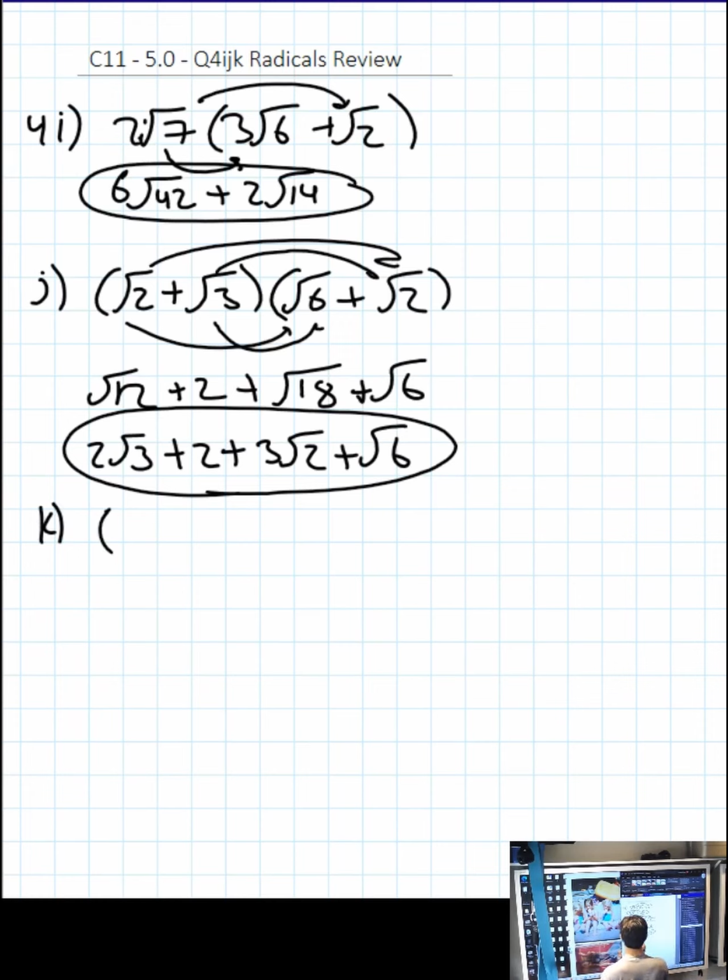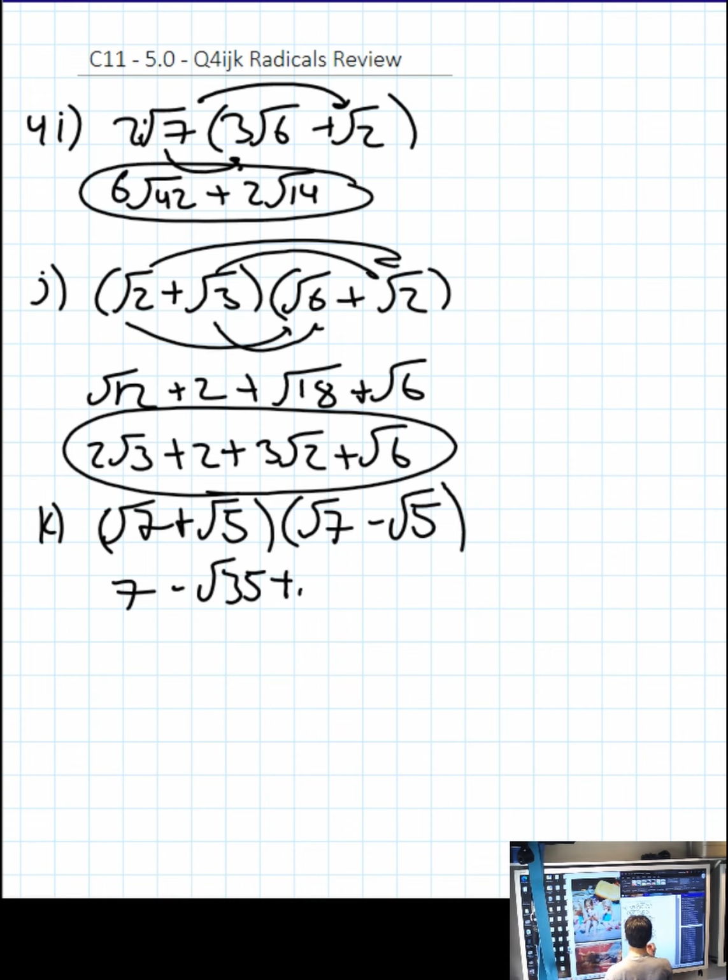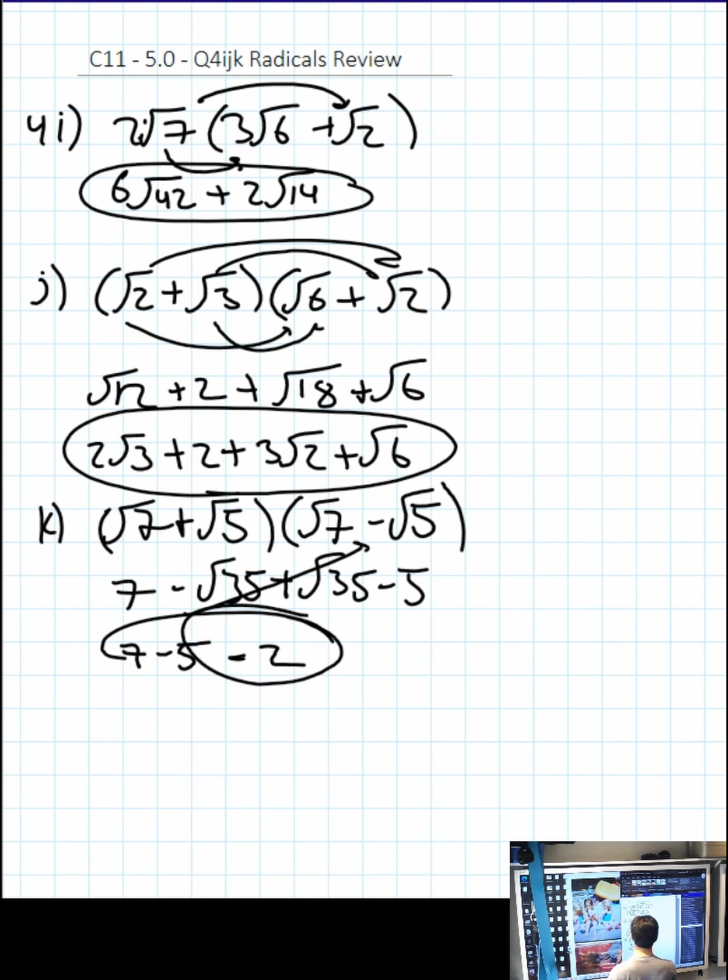Okay, we have 4k. Open bracket, root 7 plus root 5, close bracket, times root 7 minus root 5. So we're going to FOIL it out. Root 7 times root 7 is simply 7. Minus root 35 plus root 35 minus root 5 times root 5 is simply 5. The negative root 35 plus root 35 cancel, and we're simply left with 7 minus 5, which is simply equal to 2. Circle our answer. Awesome.